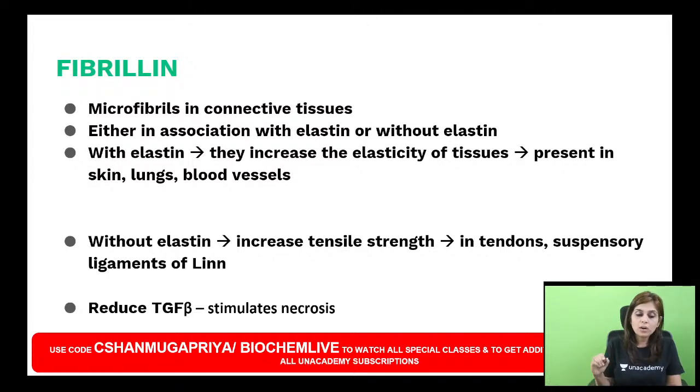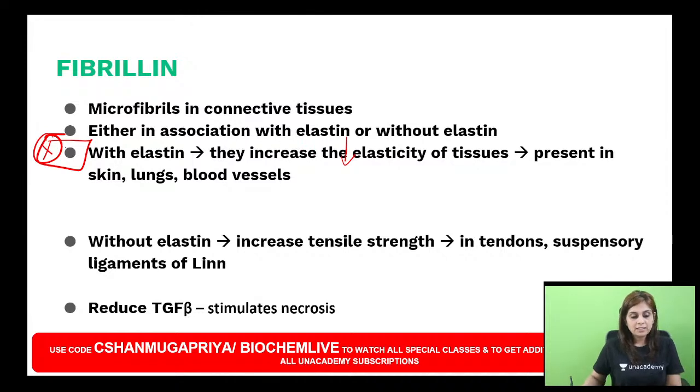Now tell me what will happen whenever there is fibrillin gene mutation and these proteins are not functional. When these proteins are not functional, elasticity is lost. Then, is the PDF available? I will share the PDF in the Telegram group and in the community. So don't write it, I will share it. Okay.